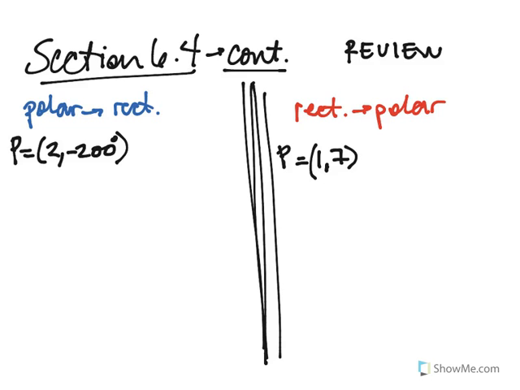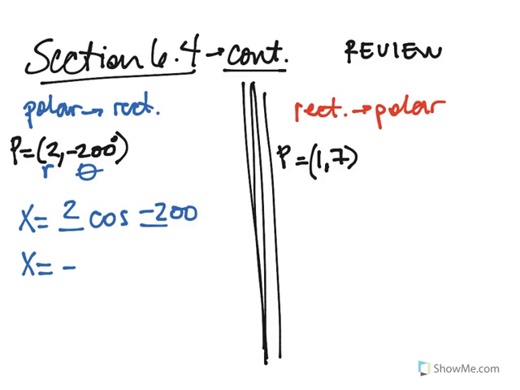So to go from polar to rectangular, I gave you polar points. This is your r and that's your theta. So if I want to find the rectangular points, we're going to do x equals, well, we just learned that x equals r cos theta. Well, we know r in this case is 2 and theta is negative 200. So if I do 2 cosine negative 200 in my calculator, I'm going to get negative 1.88. Don't trust me, try it yourself.